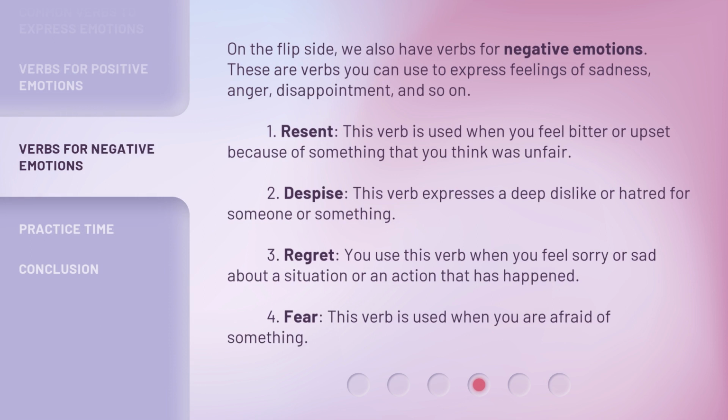On the flip side, we also have verbs for negative emotions. These are verbs you can use to express feelings of sadness, anger, disappointment, and so on. 1. Resent. This verb is used when you feel bitter or upset because of something that you think was unfair.